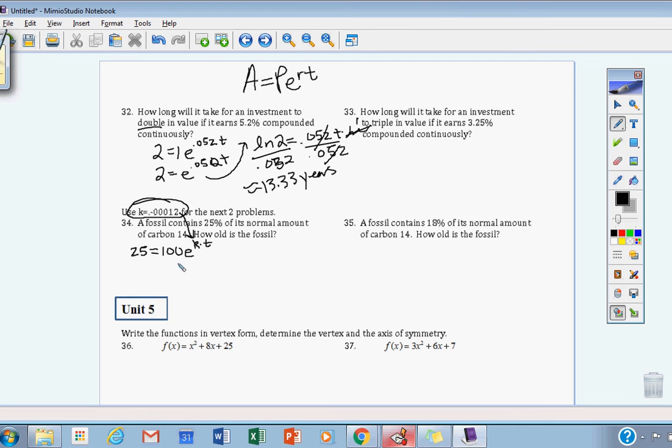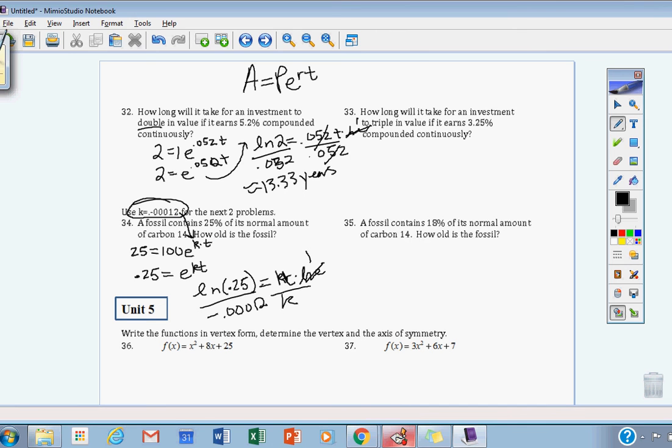But here's the deal. When you divide both sides by 100, you're going to get 0.25. You're going to get 1/4. You're going to get 0.25. So we really could just start here with the problem for the carbon dating. So now when we take the natural log of both sides, you're essentially just taking the natural log of the percentage as a decimal, and we set that equal to kt times the natural log of e. Well, we know the natural log of e is 1, so all we got to do is divide by k. Okay, so in this case, divide by negative 0.00012 since they told us to use that value.